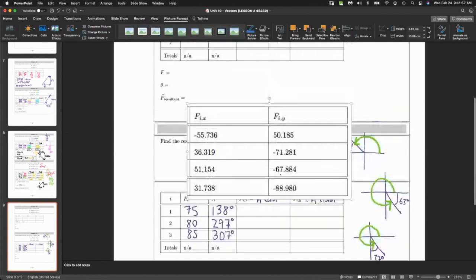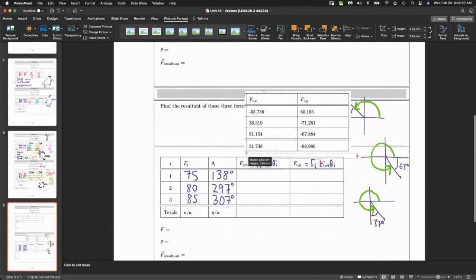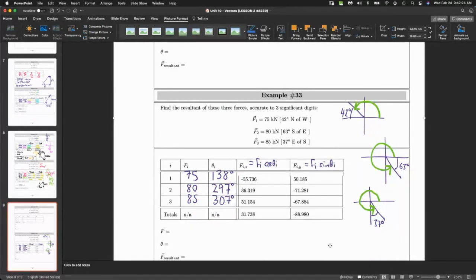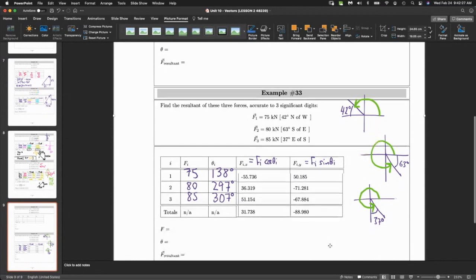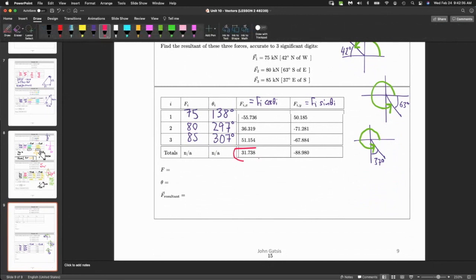I have them typed up here. I didn't want to write them by hand, plus I wanted to show you extra decimals for those that had extra decimals in their answers. You can see here that the components, when you add them together, you have east and you have south. If you take the sum of the x and the sum of the y components, the diagram looks something like this. It's going to be 31.738 this way, and this is not to scale. That's going to be 88.980.